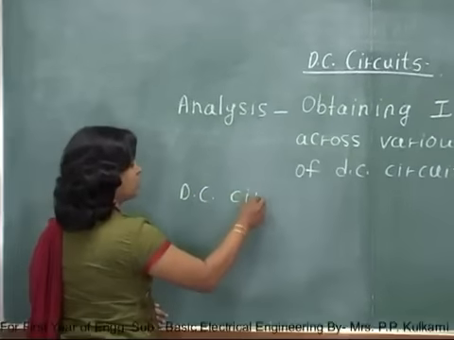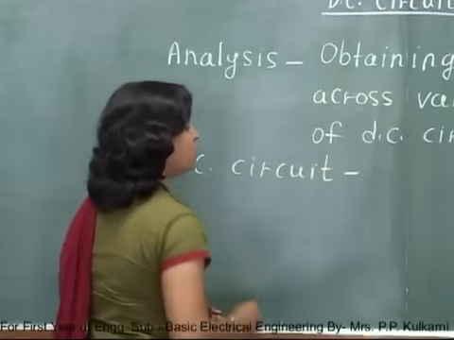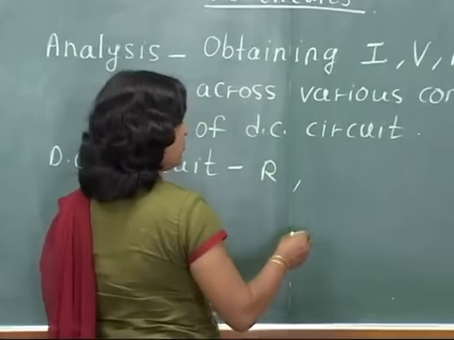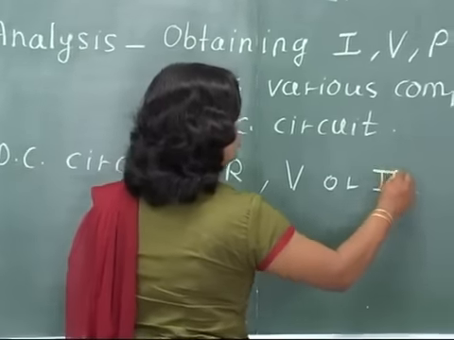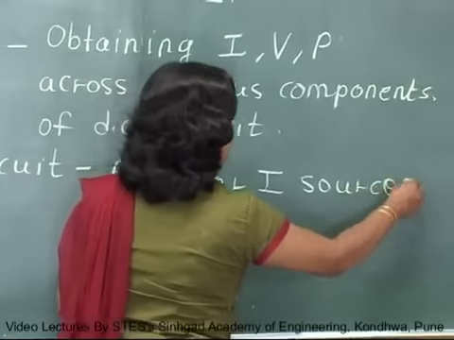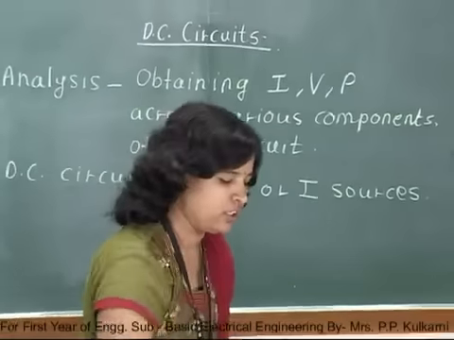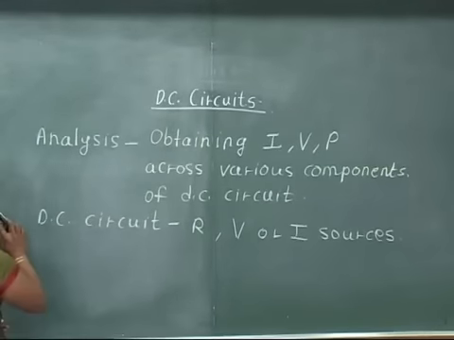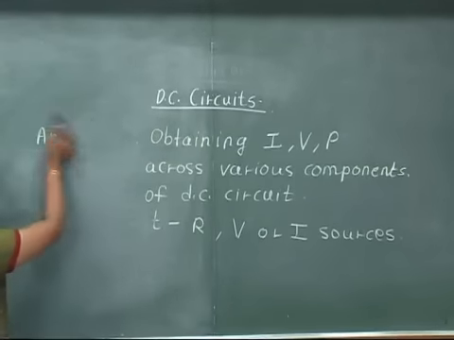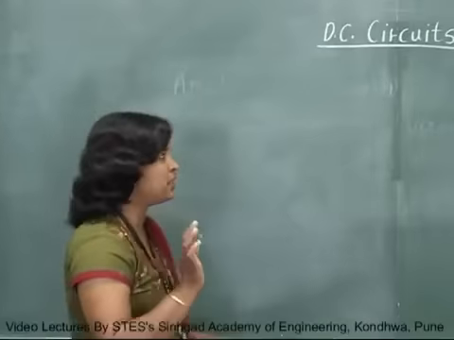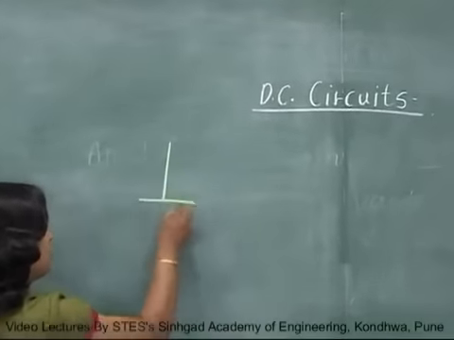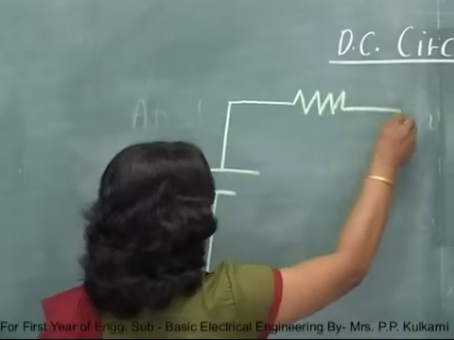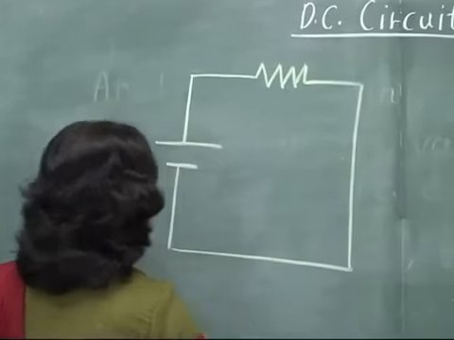DC circuit is a network or circuit which is made up of different components such as resistance, voltage sources and current sources. So we'll see a simple circuit and its analysis using the first law, which is Ohm's law, and the second thing is series and parallel laws of resistance. A simple DC circuit may consist of one voltage source and one resistor.